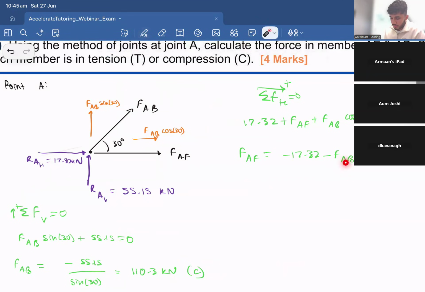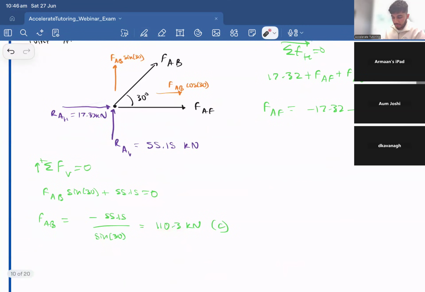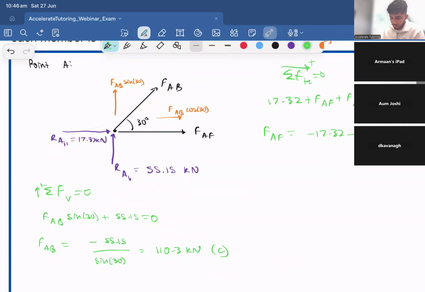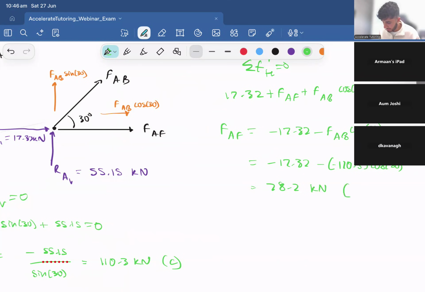Now, key thing is when you do substitute in your value for AB, do not do positive, stick to the negative because we are still assuming based off the diagram that it's in tension, so it has to be a negative value there. So therefore, we get negative 17.32 minus negative 110.3 cos 30. Plug it into a calculator. 17.32 plus 110.3 cos 30 should give you a positive value, 78.2 kilonewtons. Hence, that is in tension.